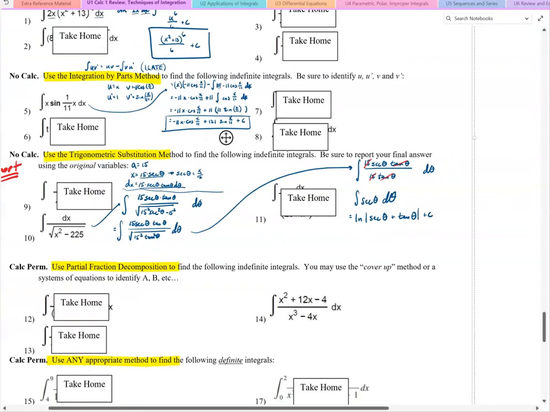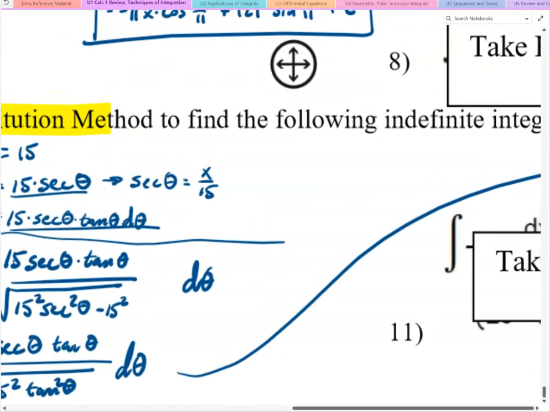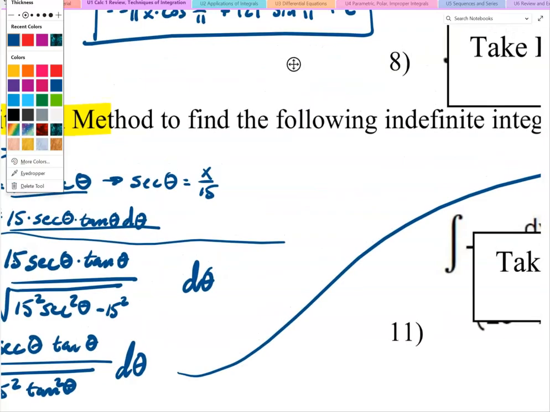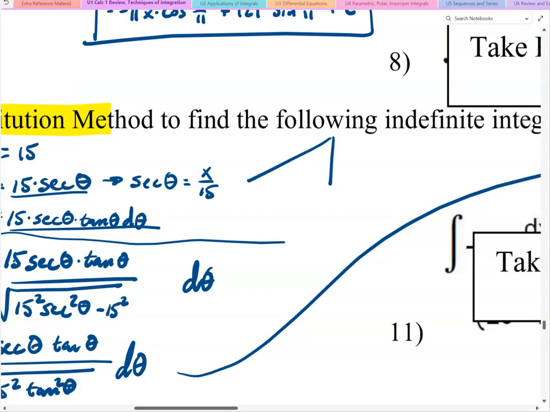The original variables were x, and that's what our instructions are asking for. So I'll just remember with this piece of information, if secant of theta is equal to x over 15, well, that tells me that we have some side lengths related inside of a right triangle. Now, secant is the hypotenuse divided by the adjacent side length. So our hypotenuse is x, and our side length opposite of the angle is 15.